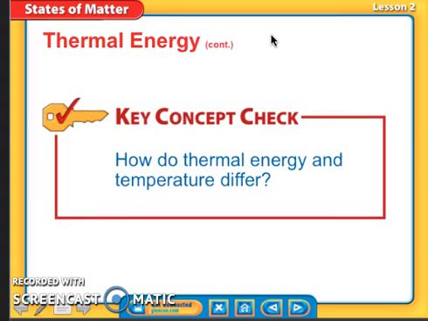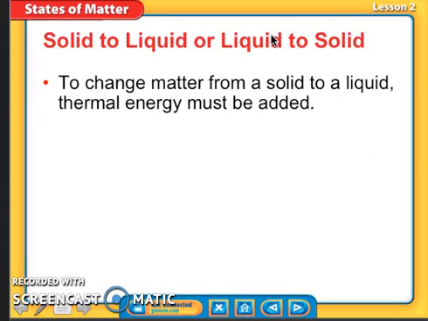So how do thermal energy and temperature differ? Temperature is the reading of how fast the particles are moving. Thermal energy is basically the heat that makes them go faster or slower. If I add heat, it goes faster. If I remove it, it goes slower. Now here's some good information.